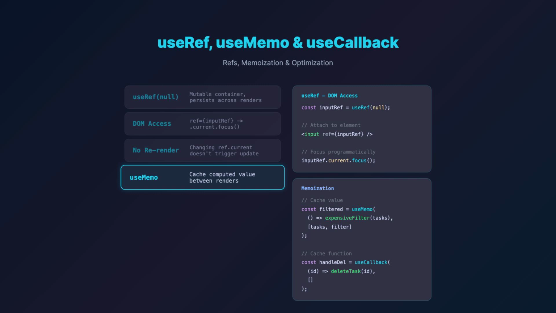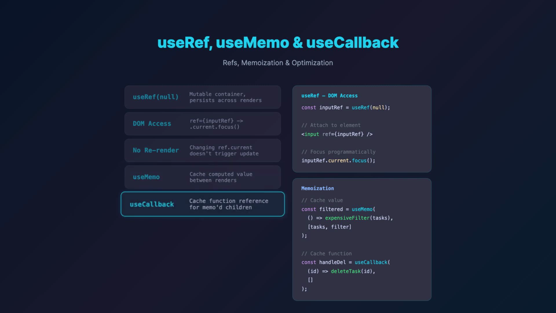useMemo caches a computed value between renders. const filtered = useMemo(() => expensiveFilter(tasks, filter), [tasks, filter]). React only recalculates when tasks or filter change. Without useMemo, the expensive calculation runs on every single render.